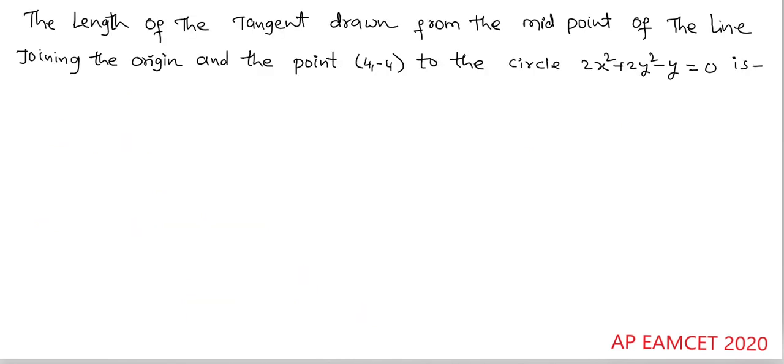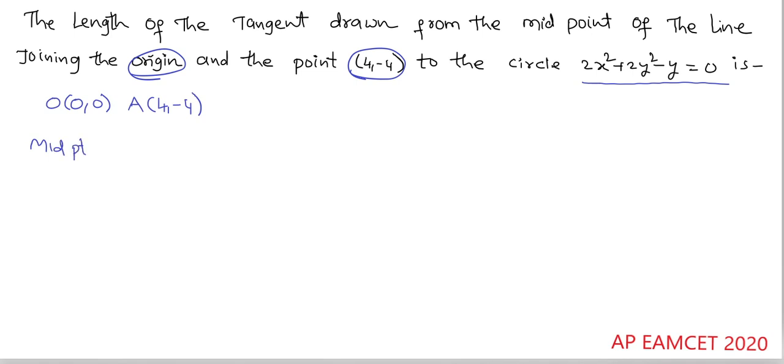The length of the tangent drawn from the midpoint of the line joining origin and the point 4 comma minus 4 to the circle 2x square plus 2y square minus y is equal to 0 is. Here is given midpoint of origin, that is 0 comma 0, and the point capital A is given, that is 4 comma minus 4. So midpoint is equal to, that is 0 plus 4 by 2 comma 0 minus 4 by 2, that is 2 comma minus 2. This is the point P.